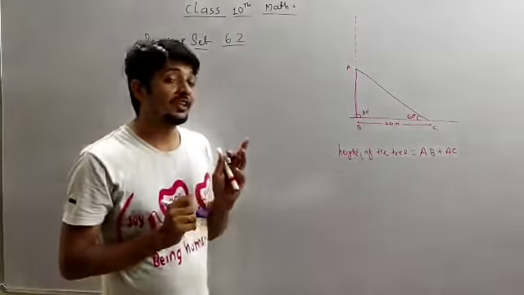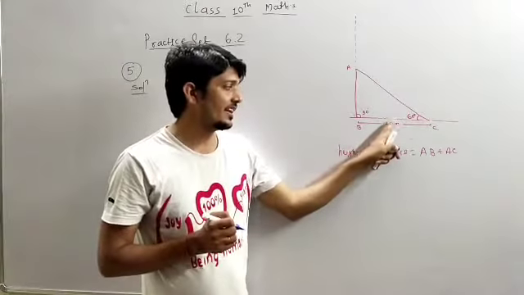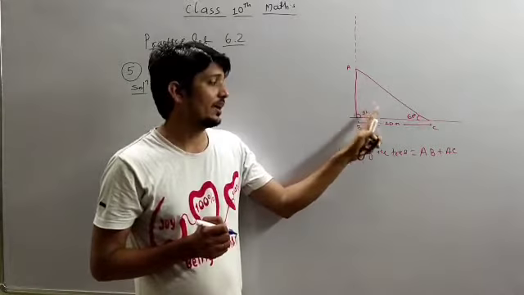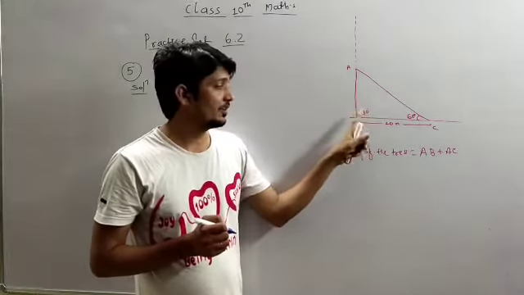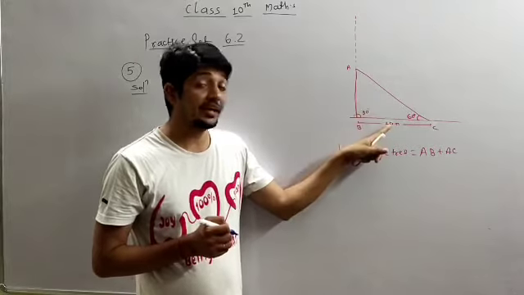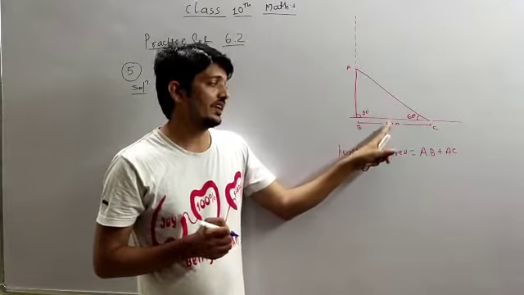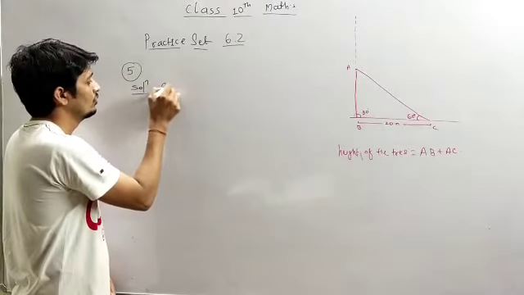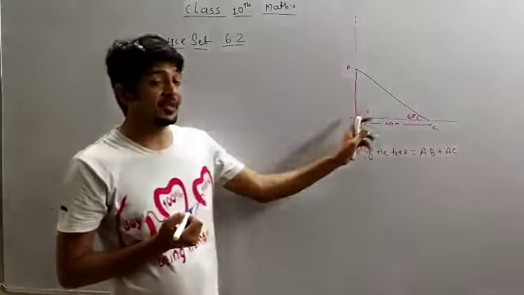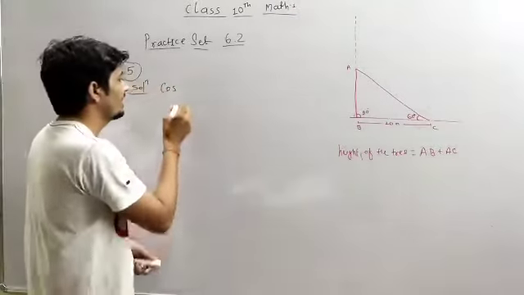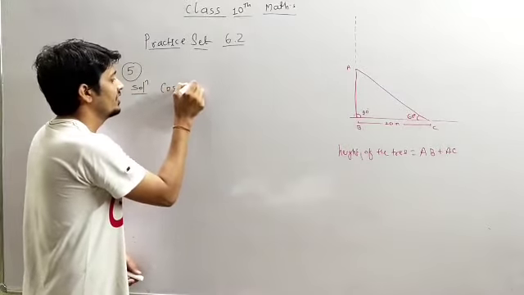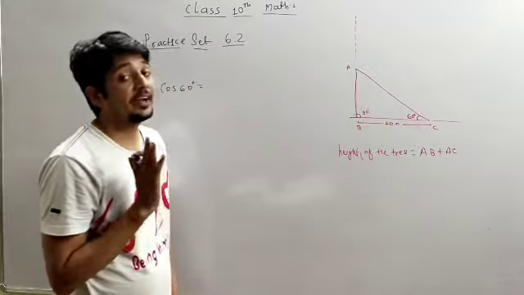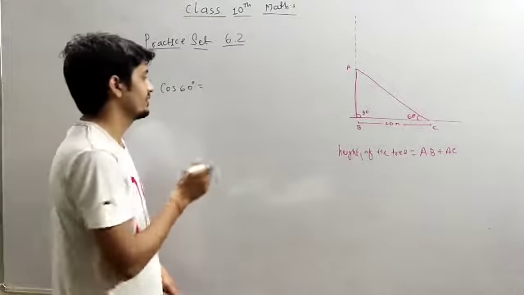We know the relation between adjacent side and hypotenuse. We have to calculate both these sides. That's why we have to check the relation between opposite side and adjacent side, and hypotenuse and adjacent side. So we have cos theta. We know cos theta, that means angle is of 60 degree. So directly we have to write cos 60 degree equals to, what is cos theta equals to? We know adjacent side divided by hypotenuse.